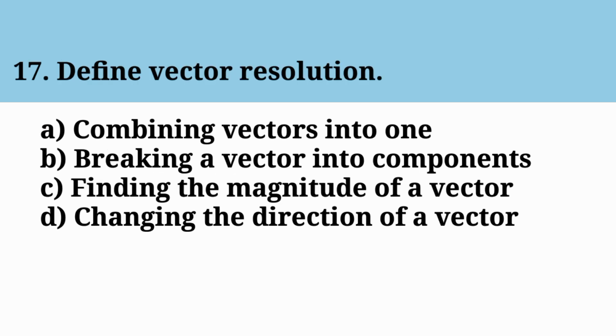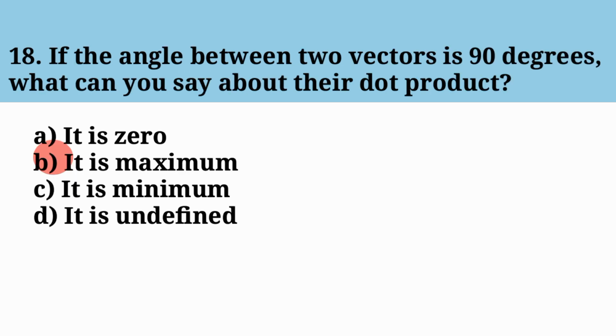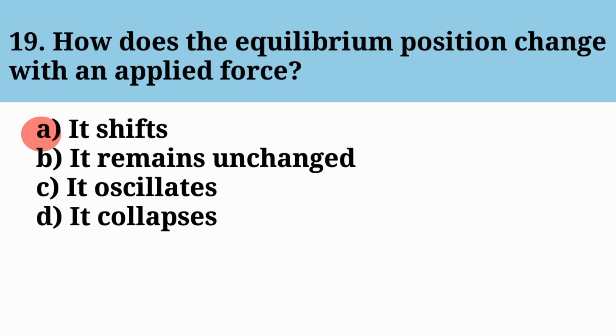Define vector resolution. Option B is correct. Breaking a vector into components. If the angle between two vectors is 90 degrees, what can you say about their dot product? Option A, it is 0 is correct.